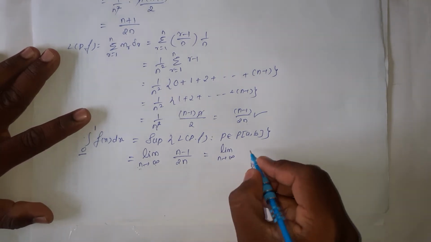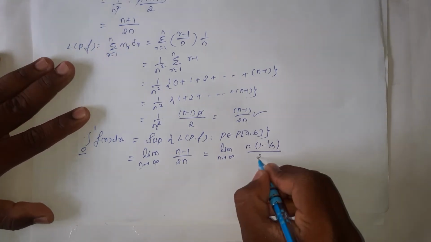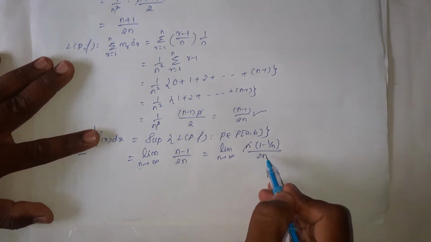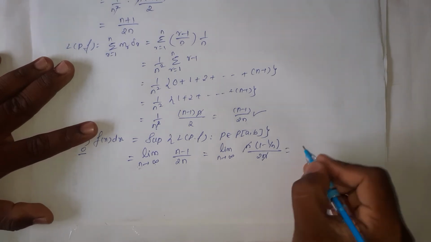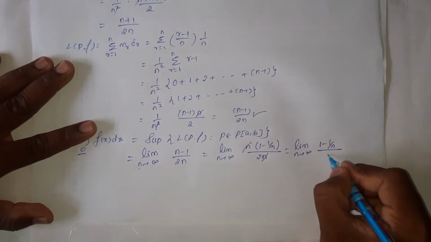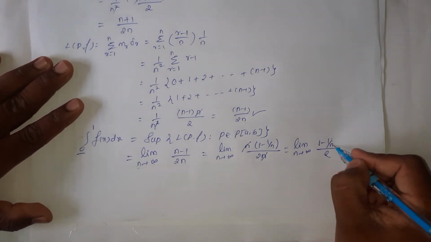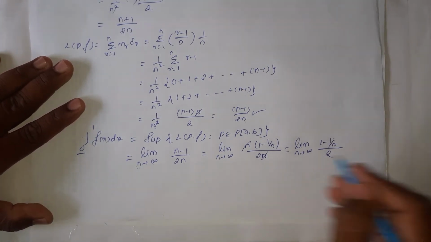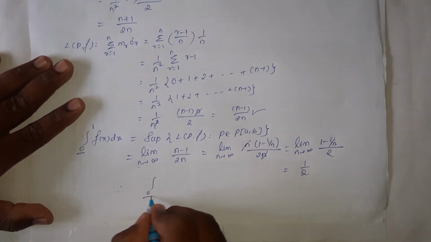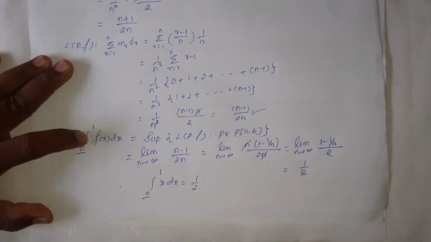Let us take n common in the numerator: n into (1 minus 1 by n) divided by 2n. Then n and n get cancelled, and the remaining is the limit as n tends to infinity of (1 minus 1 by n) divided by 2. Now if you put the limit as n tends to infinity, 1 by n becomes 0, because 1 by infinity is 0. So we get the value 1 by 2. Therefore, the lower integral of f of x equal to x from 0 to 1 is equal to 1 by 2.